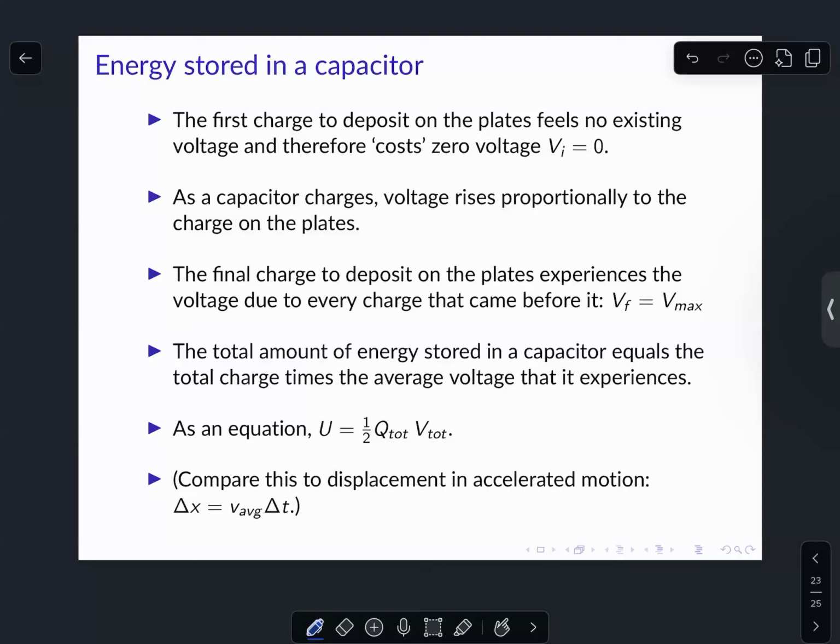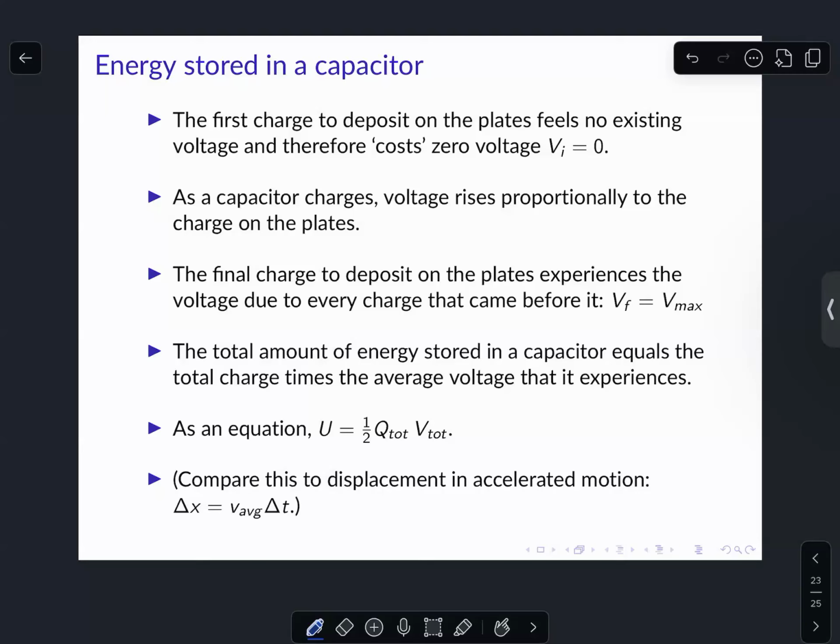So it costs the full delta Q times V amount of energy. The total amount of energy stored in the capacitor can be calculated by talking about the total charge times the average voltage, or the total voltage times the average charge. Either way, you get a factor of 1/2. So write this down and think about it. The energy stored in a capacitor is half QV, V total.